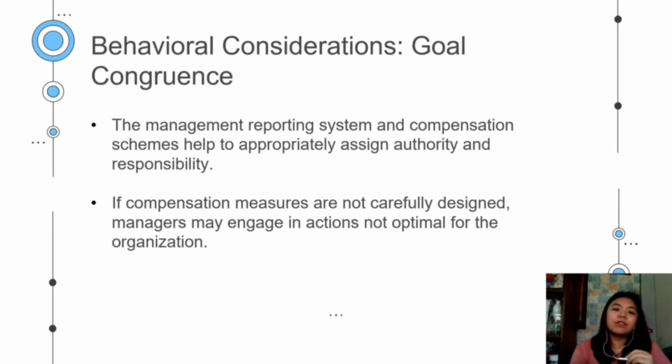Next factor that affects the management reporting system is our behavioral consideration, and one of it is goal congruence. Goal congruence is the scheme wherein the goal of each department or responsibility center should be in line with the goal of the management or overall goal of the organization. The management reporting system and compensation schemes help to appropriately assign authority and responsibility. If compensation measures are not carefully designed, managers may engage in actions not optimal for the organization.